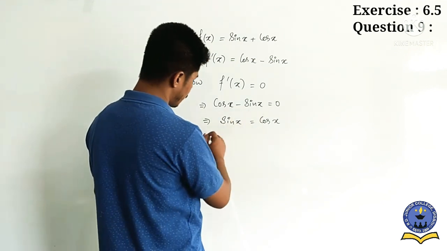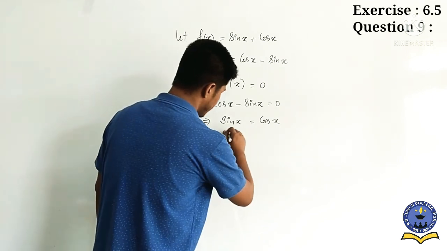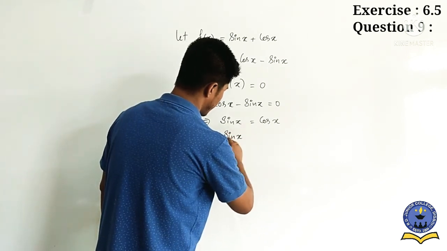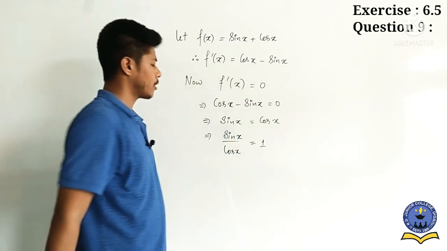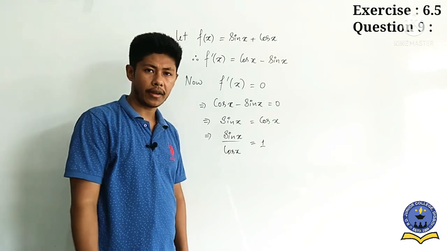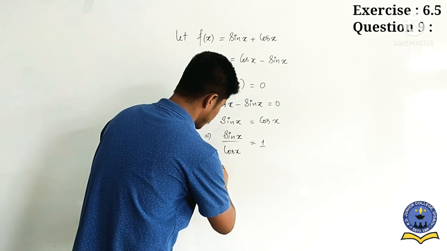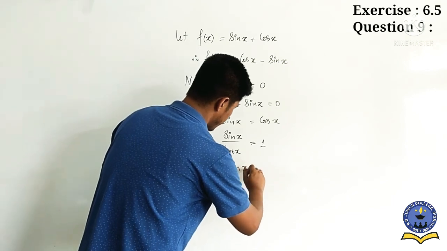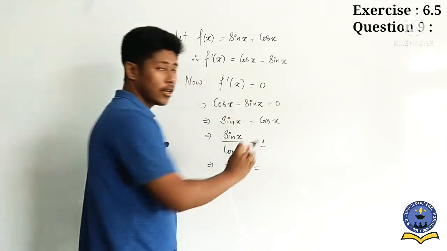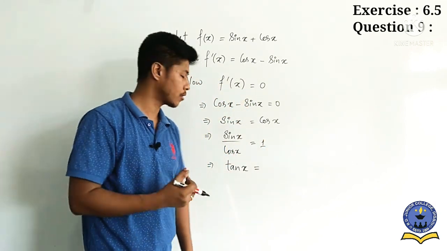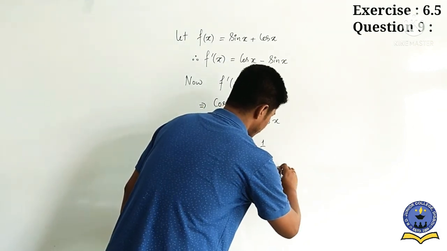Now, sin x equal to cos x means if you cross multiply the cos x, we get sin x by cos x, and on the other side remains 1, isn't it? Now sin x by cos x means what? We know this is tan x. So we write tan x equals 1. When the value of tan is 1, obviously it is tan pi by 4. That's why we write tan pi by 4.